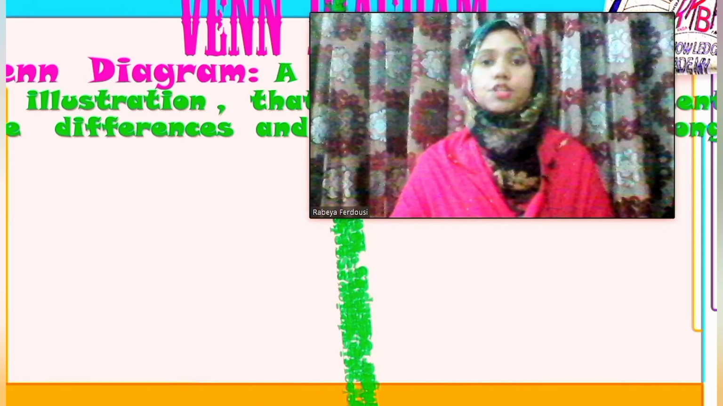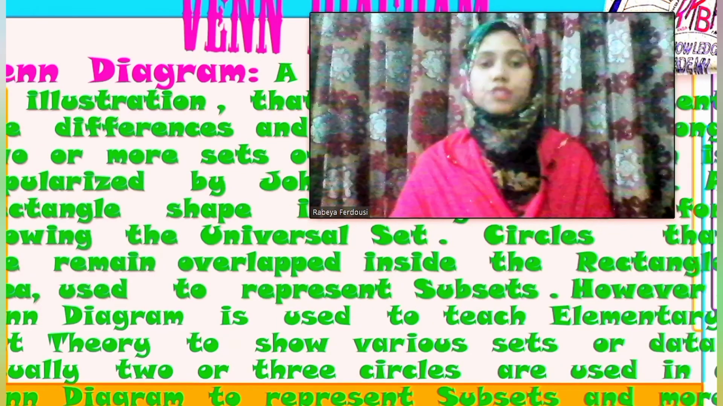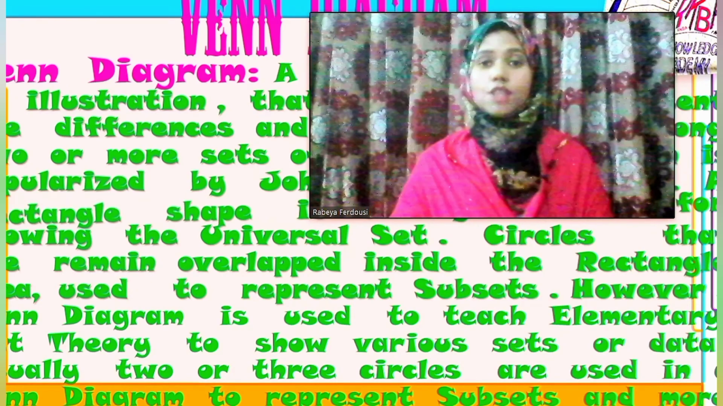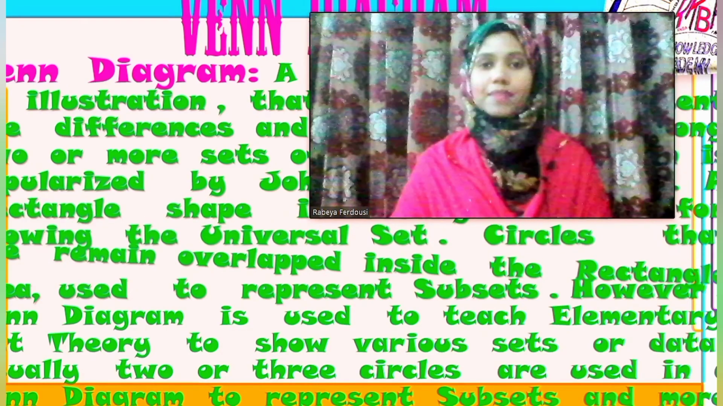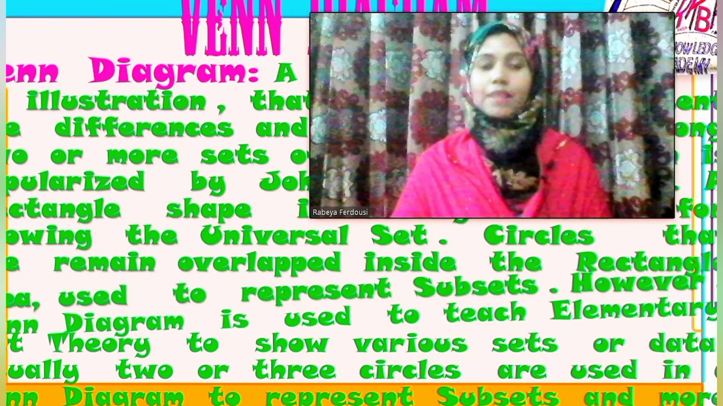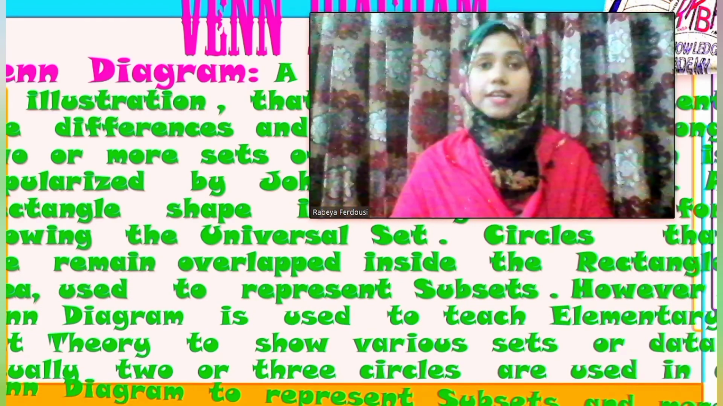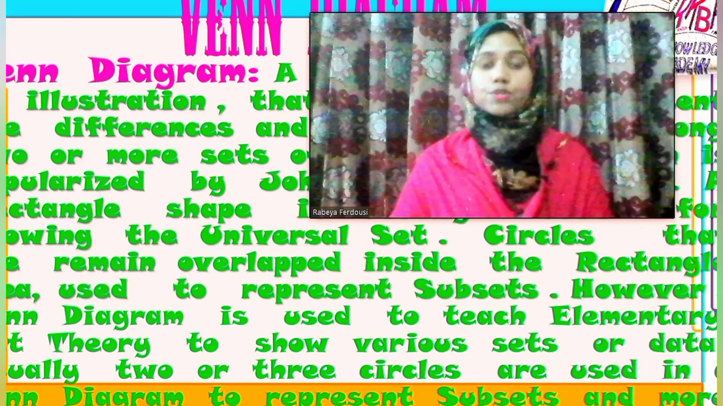Now we will know a little about Venn diagram. In my next video of higher mathematics, I will try to discuss elaborately about Venn diagram with some mathematical solutions. So students, what is Venn diagram? Venn diagram is an illustration or a geometrical figure which is usually used to represent the differences and similarities among two or more sets of items.